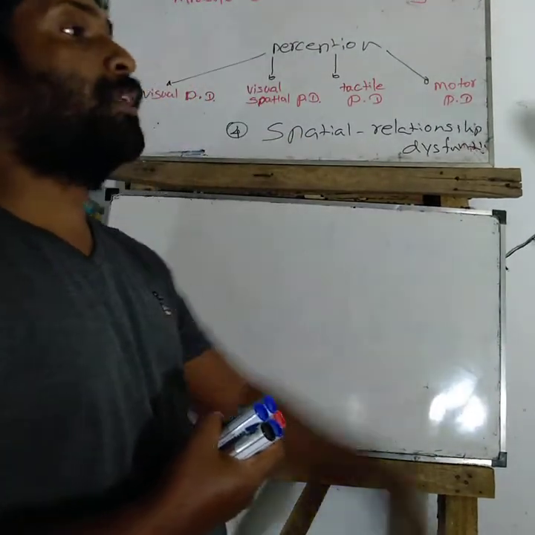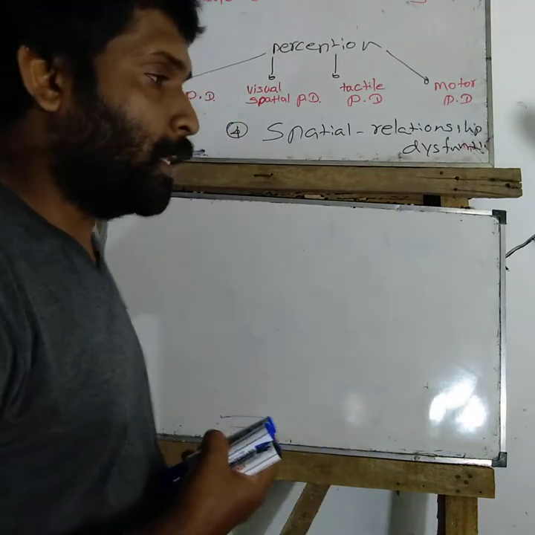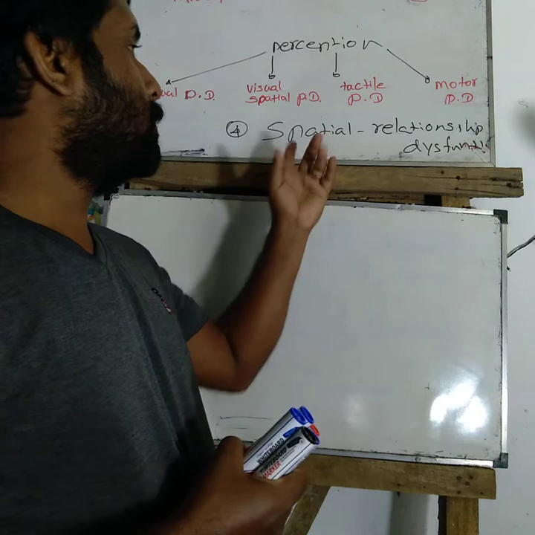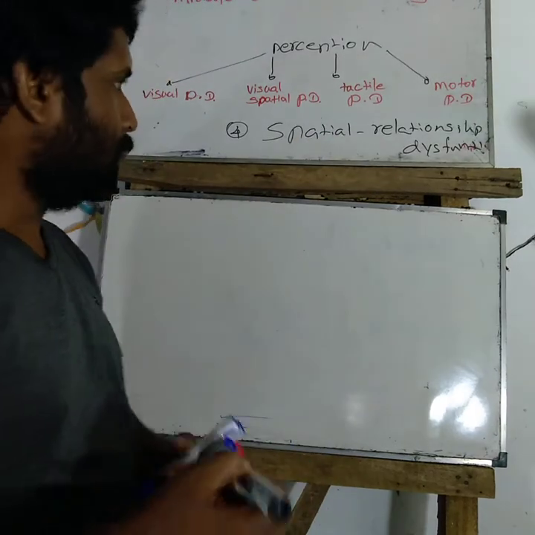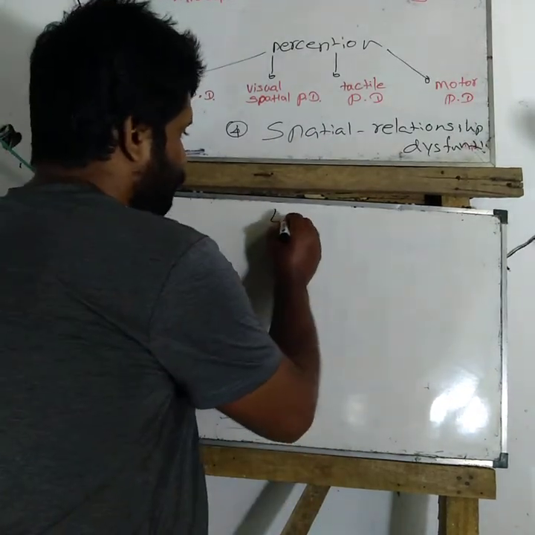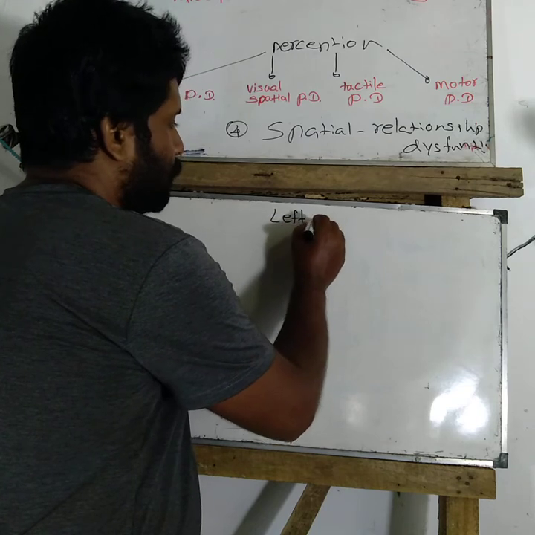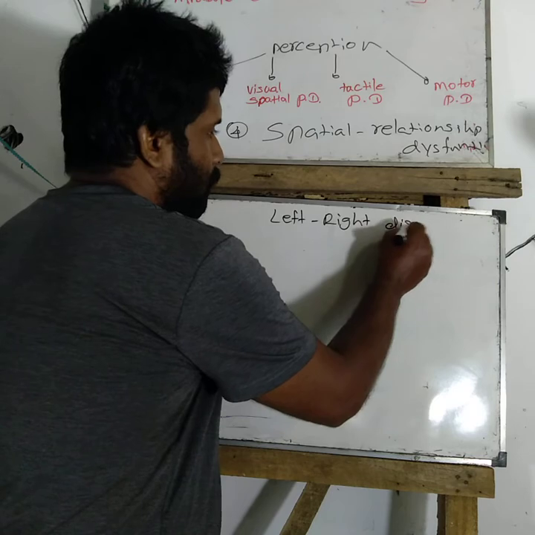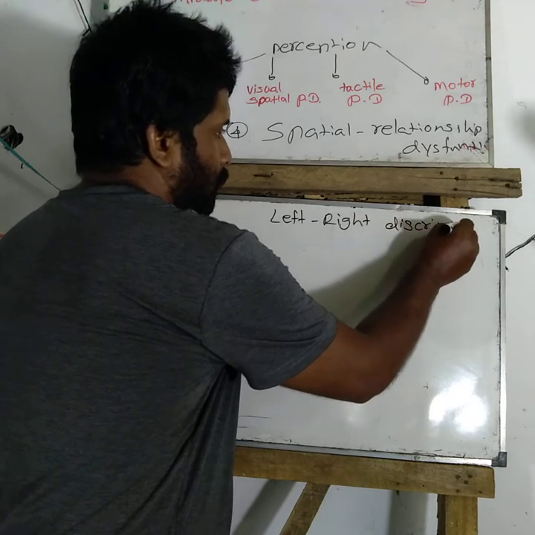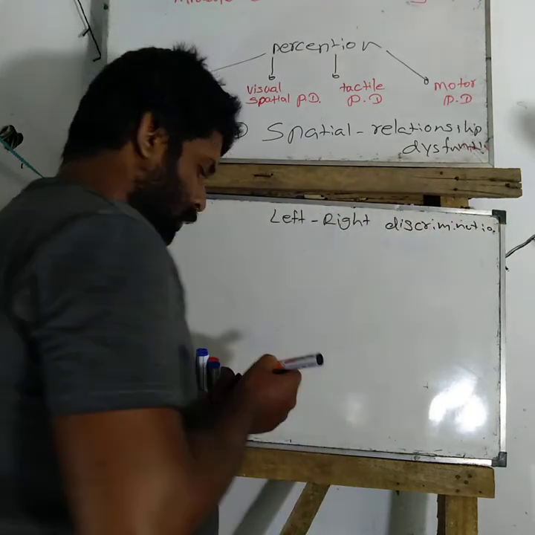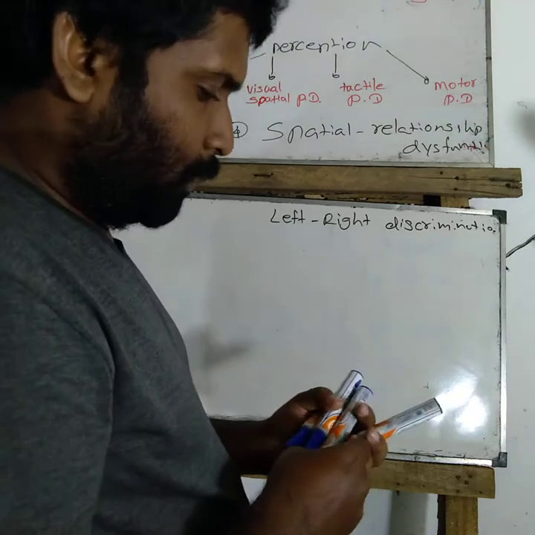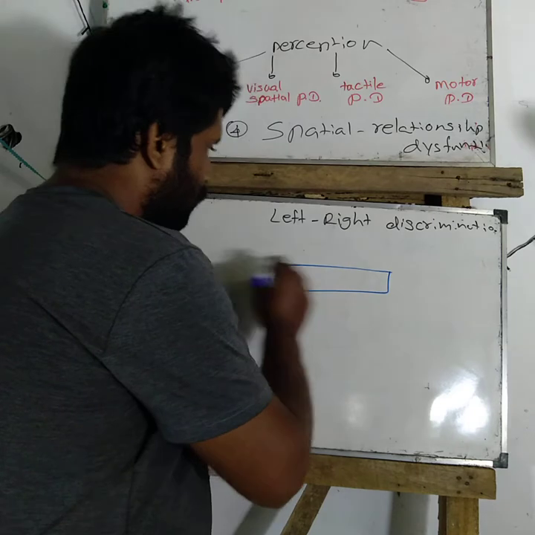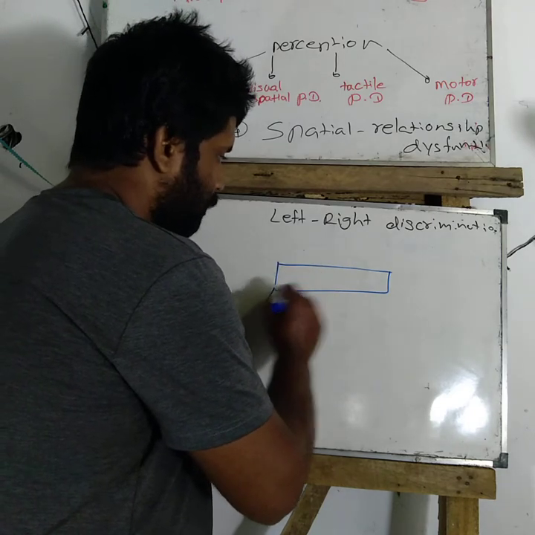Why? Front side identification, back side identification, left side identification, right side identification. This is the subtitle we can write: left right discrimination. When we are doing this, this is the cooking table.